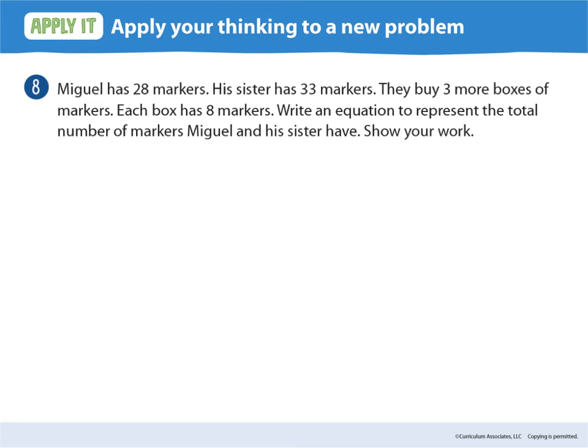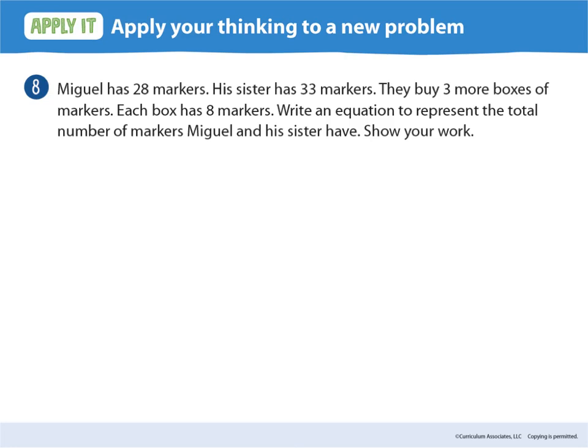Last one I'll do with you. Miguel has 28 markers. His sister has 33 markers. Hopefully they're different colors, otherwise it'll be hard to make pictures. They buy 3 more boxes of markers. Each box has 8 markers. Write an equation to represent the total number of markers. Again, let's just think this out in order. What's going on in here, right?